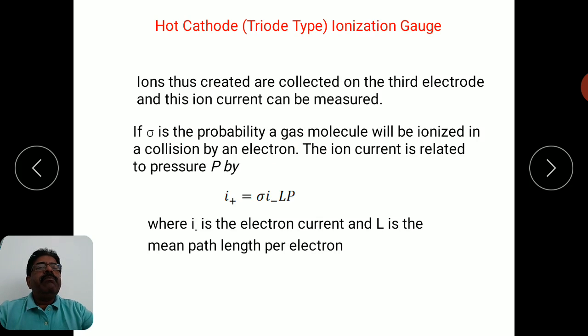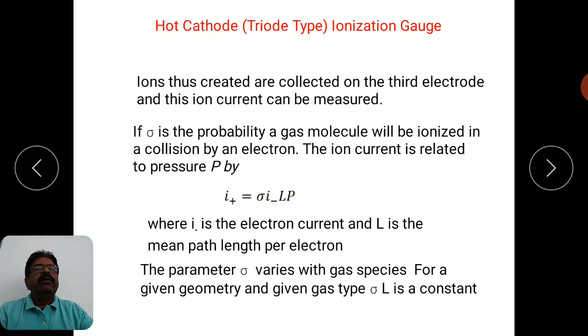L is the mean path length per electron. Whenever the electron is created from the filament, how much distance it travels, that is called the mean path length per electron. For a single electron, how much path it gets will decide how many molecules it will collide with on its journey from the filament to the electrode, which is kept at high positive potential. So that is what L is.